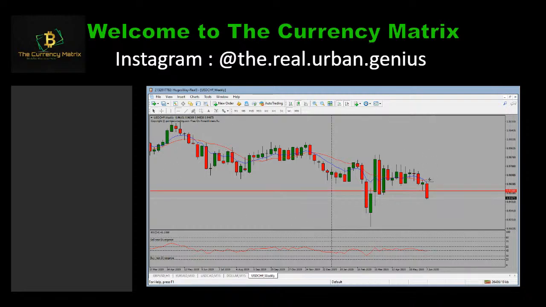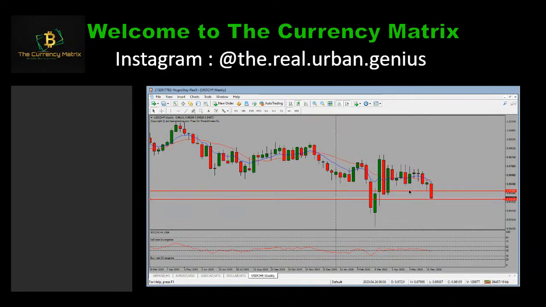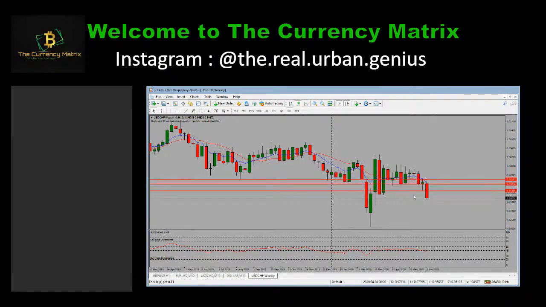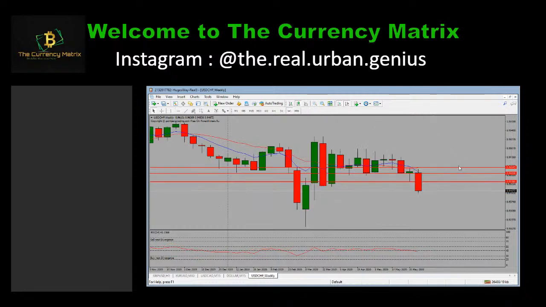I'm going to stay on the USD CHF. Looking at the USD CHF and last week's price points, these 3 points are what I did. I indicated the high of last week, the low of last week, and I'll change this color to green or yellow, being the open of last week.